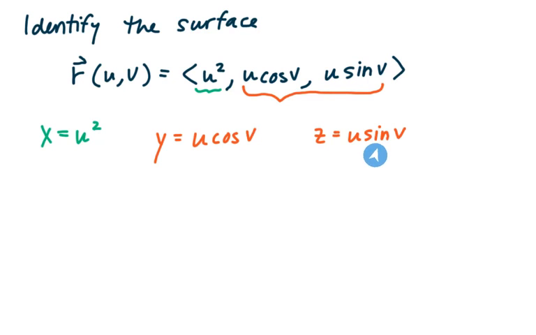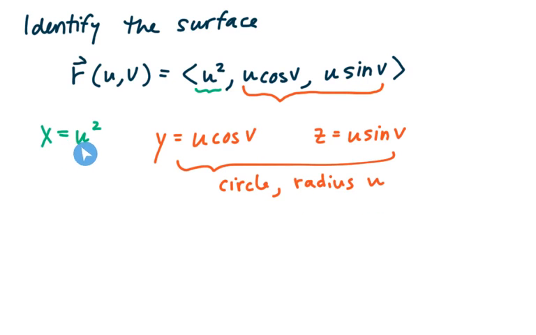Looking at this, I'm seeing pieces of a circle. What is the radius of this circle? The circle has a varying radius of U, right? So this is a circle in the YZ plane of varying radius U. So we have a circle of radius U, and then we have something here that is parabolic. Hopefully you're recognizing that this is a parabola.